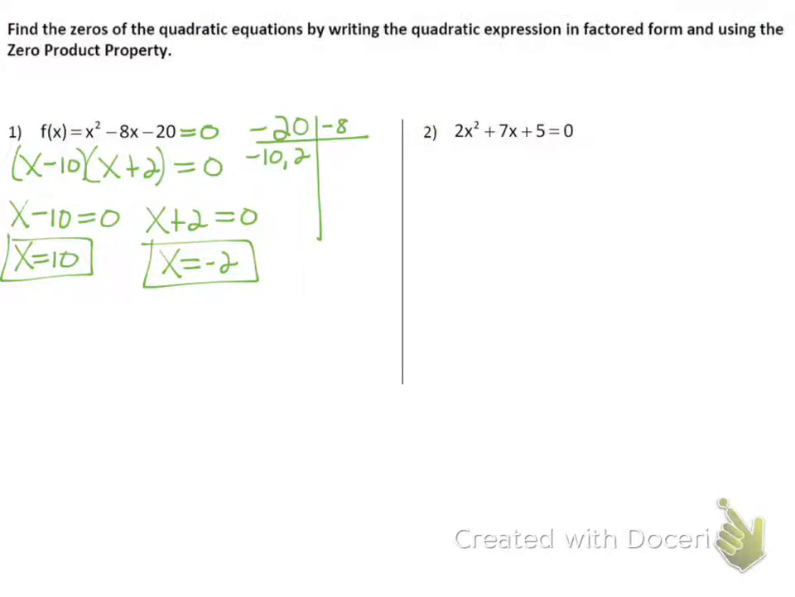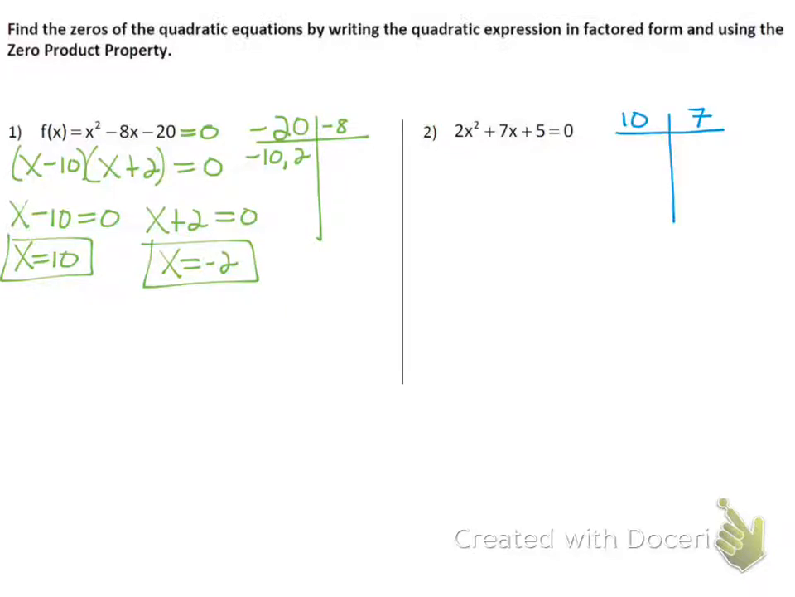Moving on to example 2, the first thing I notice here on example number 2 is that this particular problem is set equal to 0. We mentioned that in the original directions that oftentimes that step is done for us, and this is an example of that. So we can go straight to factoring.